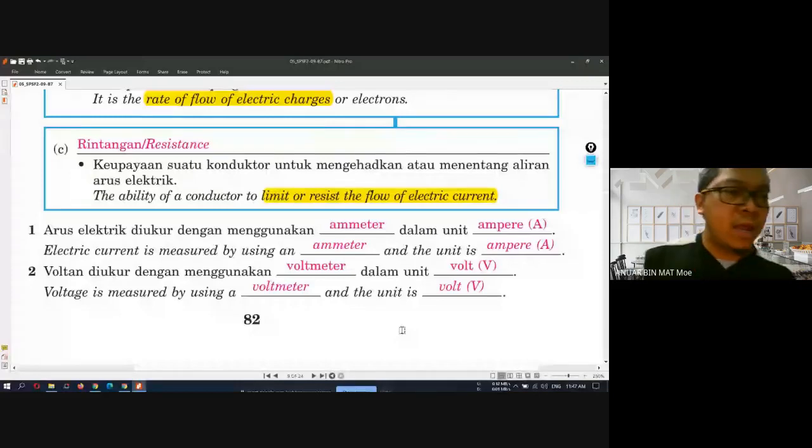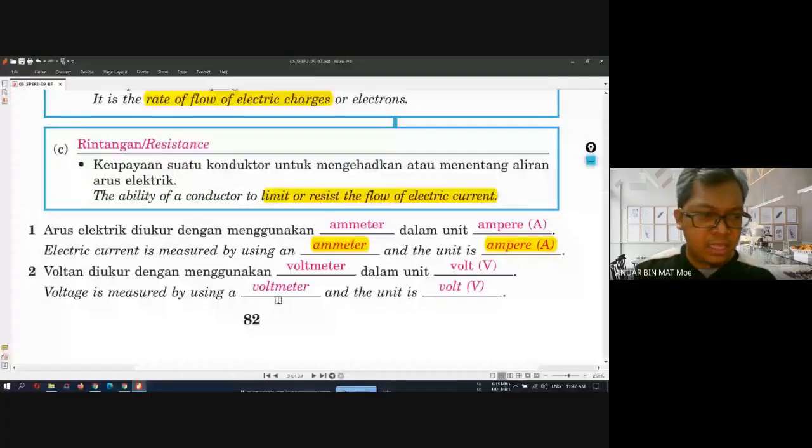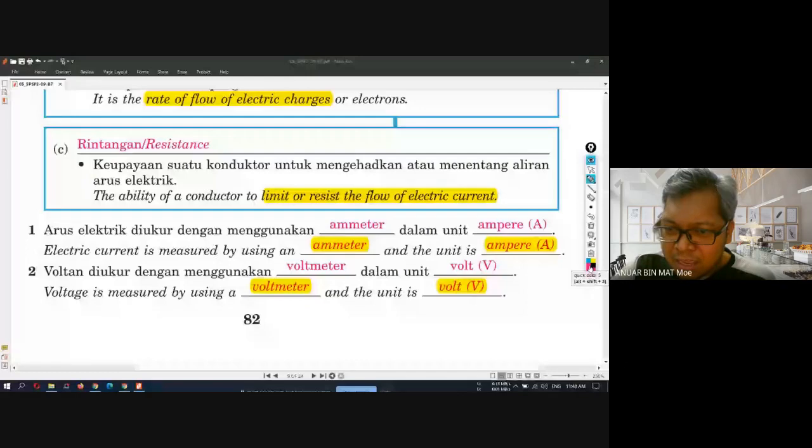So, conclusion: electric current is measured using an ammeter, the unit is ampere, and the symbol is capital A. Voltage is measured by a voltmeter, the unit is volt, and the symbol is capital V. Do you know why we use the capital letters A and V? I think I already explained it to you last year when you were in Form 4.